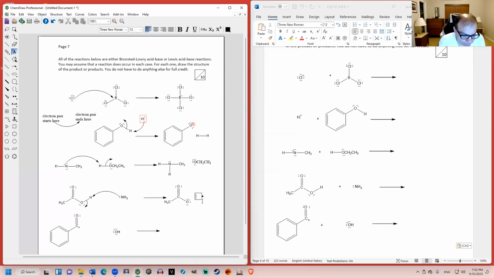And I'm sure I would have accepted it if they just drew NH4 plus. Or if they drew it out, a nitrogen with 4 hydrogens and a plus charge on the nitrogen, either is fine.